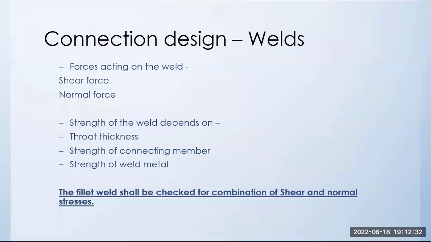Also for the fillet weld, like what we did for designing the bolts, we will make a combined check for the shear as well as the normal stresses, likewise what we did for the bolt. A similar process we follow for the rivet, the bolt, and the weld. So the procedure will be the same, only the formulas will be different for calculating the capacities of each element.